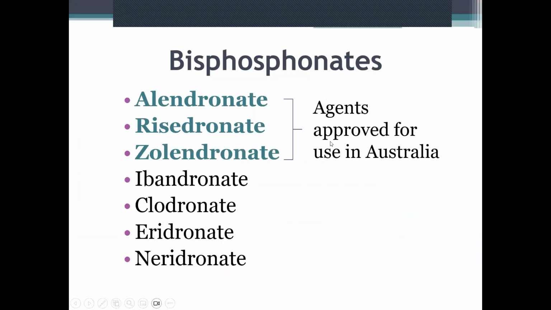All right, so I'll come to the treatment types that we have. First line is bisphosphonates, as mentioned in the guidelines and our flow chart. The bisphosphonates approved for use in Australia are alendronate, risedronate, and zoledronate. Alendronate and risedronate are oral agents. Zoledronate, IV Aclasta, is a parenteral or IV agent.